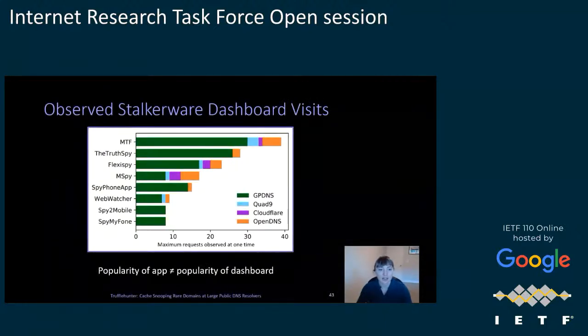We also looked at the dashboards for stalkerware. And when I say a dashboard, I mean the website that an attacker will go to when they want to view the data that have been collected by the app. We again see that Mobile Tracker Free is the one that was visited most frequently, but Spy to Mobile has fallen down in the rankings a little bit. So clearly the popularity of the app does not necessarily correspond to how many times somebody is checking the dashboard. We theorized that might be because of differing app capabilities. Mobile Tracker Free has a lot more features than Spy to Mobile. Spy to Mobile is mostly good at tracking location.